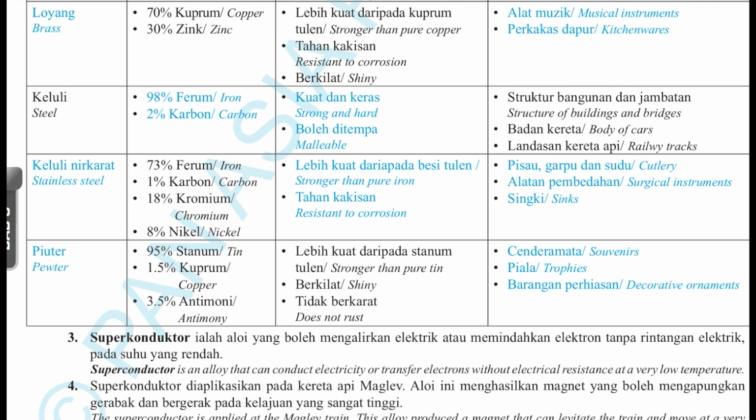Pewter consists of 95% tin, 1.5% copper, 3.5% antimony. The properties stronger than pure tin, shiny, does not rust. We used to make souvenirs, trophies and decorative ornaments.